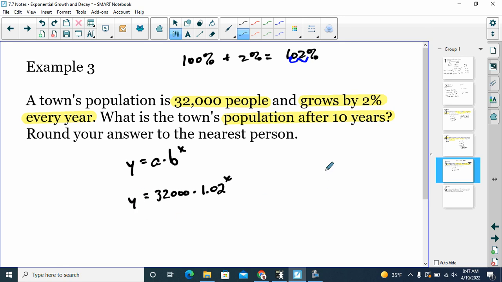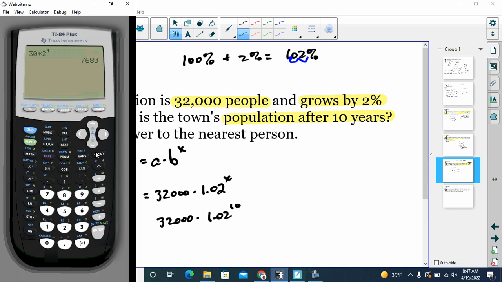There's our formula. Y equals 32,000 times 1.02 to the x. It grows by 2% every year, so after 10 years, it will have grown 10 times. So I want 32,000 times 1.02 to the 10th. 32,000 times 1.02 to the, I probably should have mentioned it before, the to the button, remember it's right above divided by, it's right here. 10th. Round to the nearest person, 0.82 is going to round up, so I have 39,008 people.